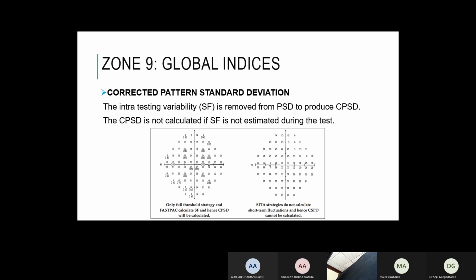We don't see the short-term fluctuation and the corrected pattern standard deviation a lot in the visual field test, because they are only there with the full threshold test and fast back test. The CETA test does not use the short-term fluctuation, so it cannot calculate the corrected pattern standard deviation.